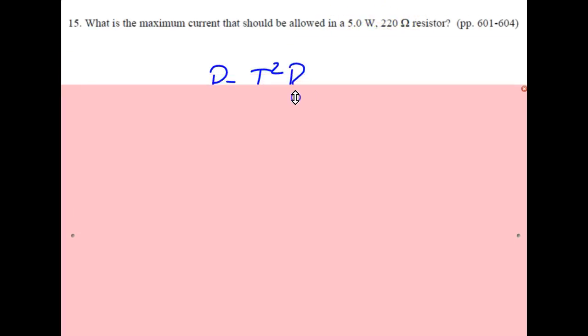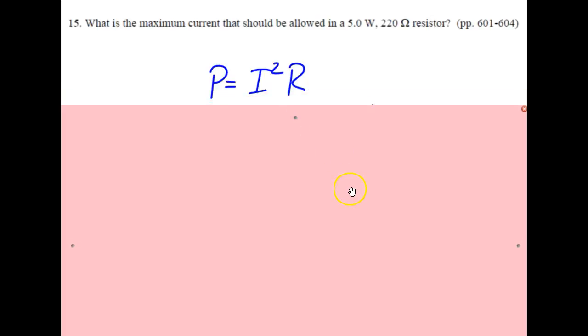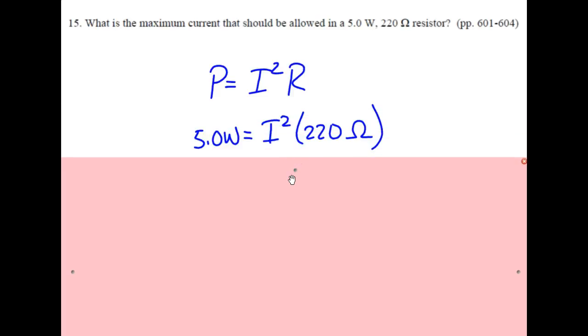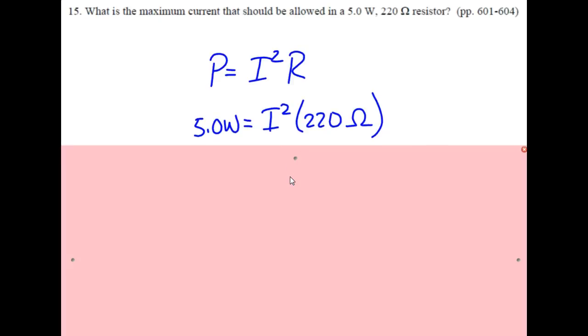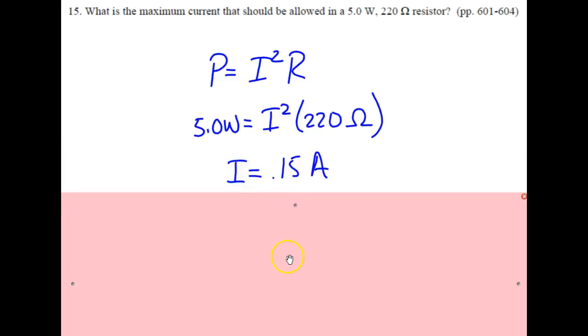Number 15 was the maximum current that should be allowed in a 5-watt, 220 ohm resistor. Again, 5 watts is power, 220 ohms is resistance. So using the appropriate equation that relates power, resistance, and current, that would be P equals I squared times R, right off the reference table. Substitute, we get 5 watts equals I squared times 220 ohms. Divide 5 by 220, and then take the square root to get a current of 0.15 amperes.